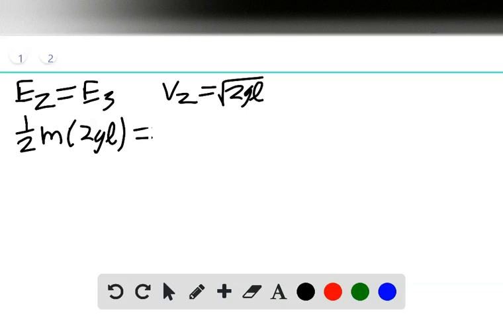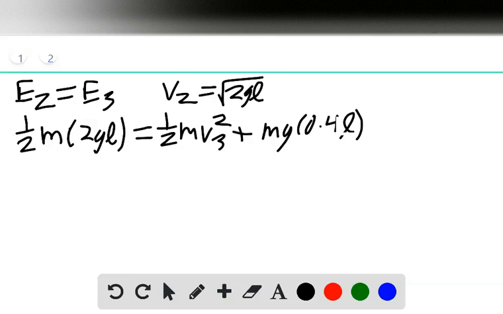That's the kinetic energy at 2, and then we're going to have the kinetic energy at 3, 1/2 m v3 squared, which is what we're actually solving for. And we're going to have that potential energy we just solved for, mg times 0.4L. Then we rearrange that and solve for v3, and you get v3 equals the square root of 1.2gL.